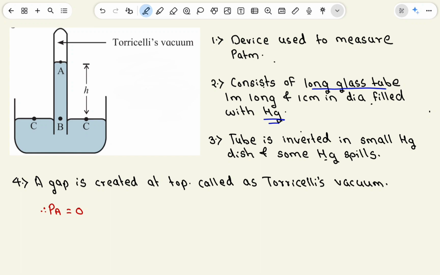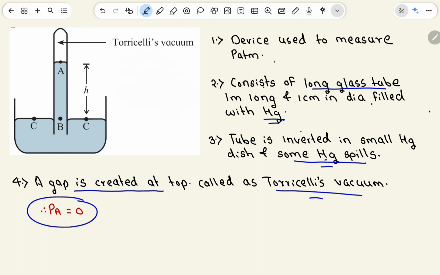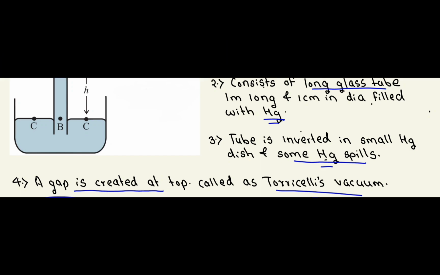Now, when we invert this tube, some mercury spills into the dish, and therefore the level of the mercury drops inside the tube, because of which a gap is created at the top of the tube. This gap mainly consists of mercury vapors, and it is called Torricelli's vacuum. Now, since it is vacuum and we know that vacuum is basically the definition of zero pressure, we can say that the pressure at point A in the figure is nothing but zero.